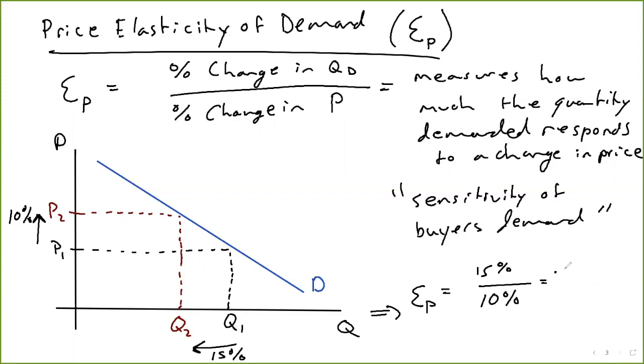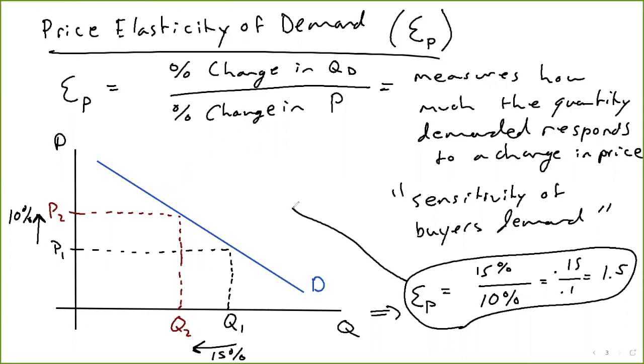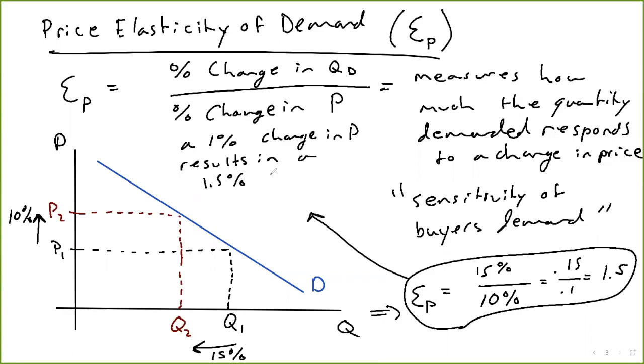Right? We can also write this as 0.15 over 0.1, which is 1.5. And the way we interpret this number is we say a 1% change in price results in a 1.5% change in quantity demanded.